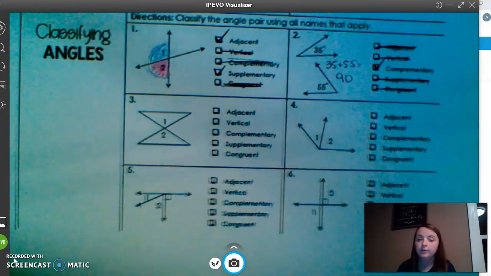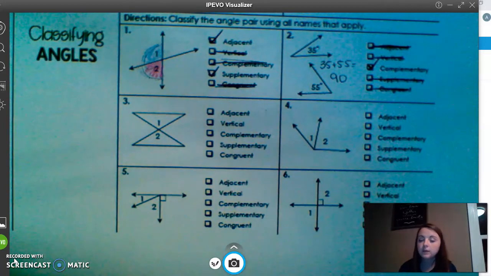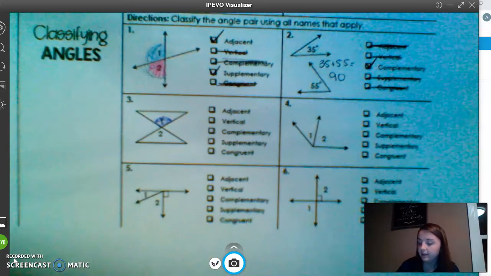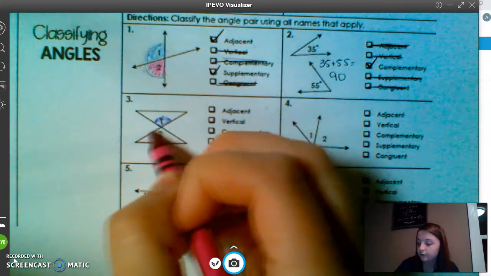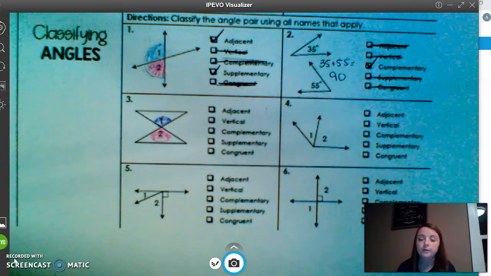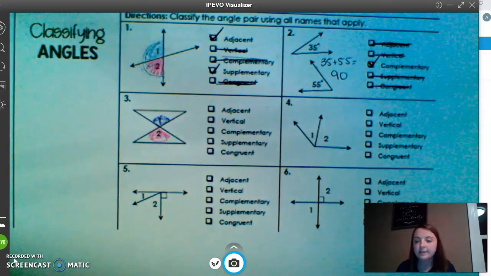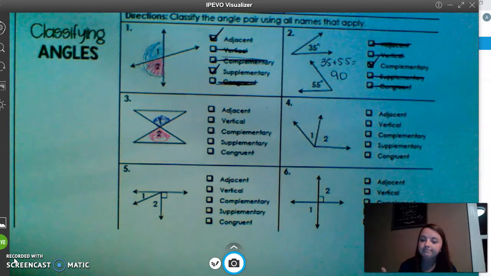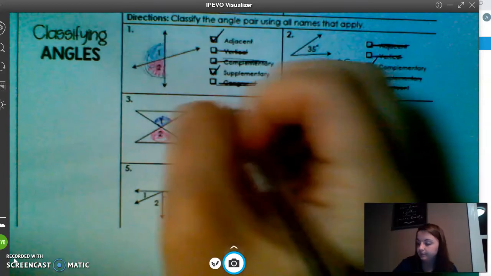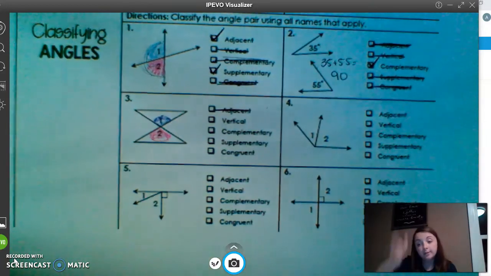So example 3, we're talking about angle 1 right here and angle 2. Are they side by side? Do they share a side? Nope, they do not. So they cannot be adjacent. Are they straight up and down from each other?